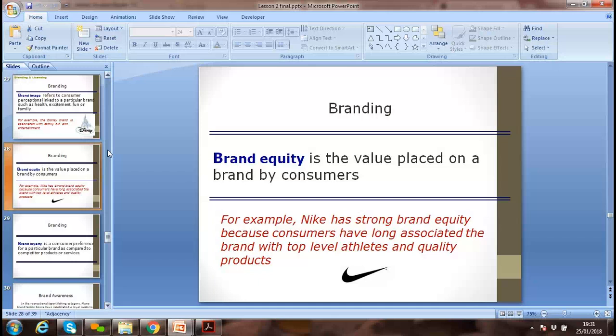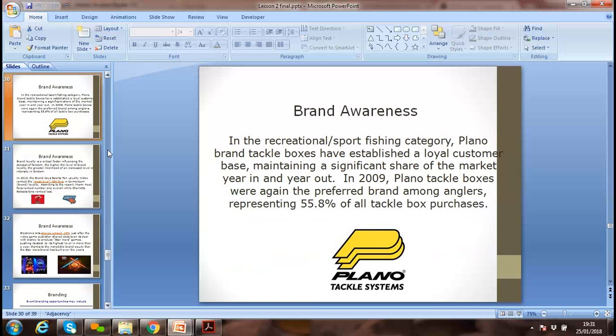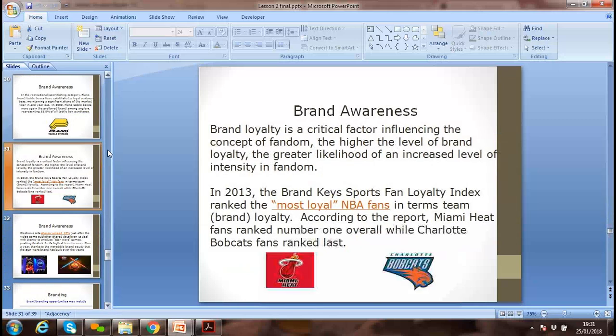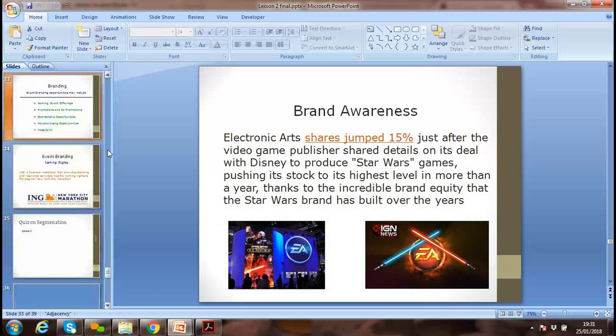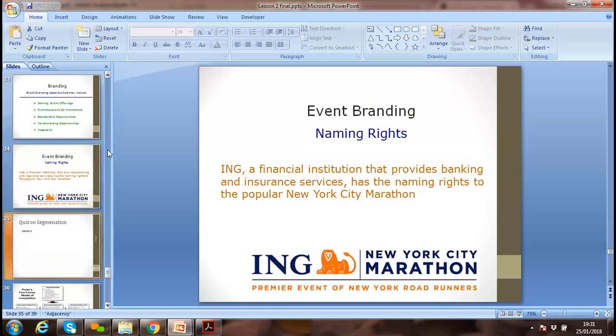Brand equity is the value placed on the brand by the consumer. Brand loyalty follows from brand awareness, and we can make people aware of the brand through naming, events, and offerings. It's good to read, please.